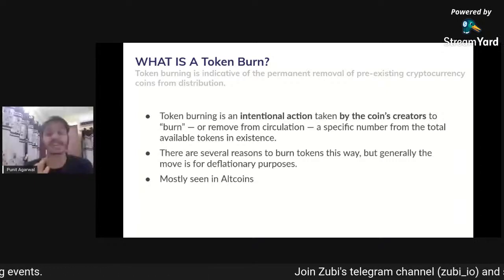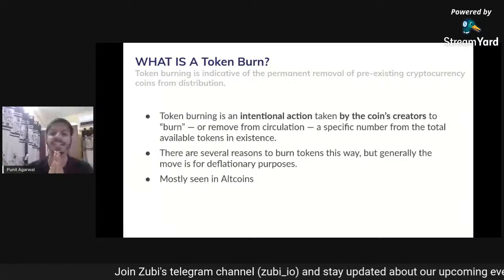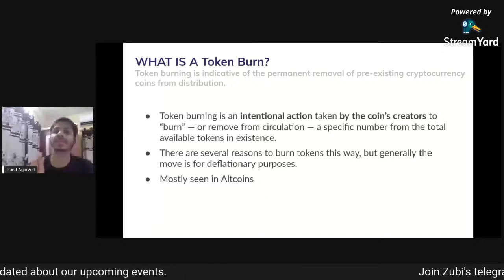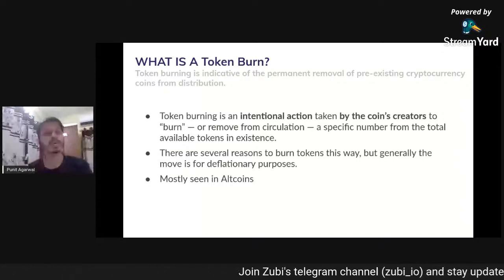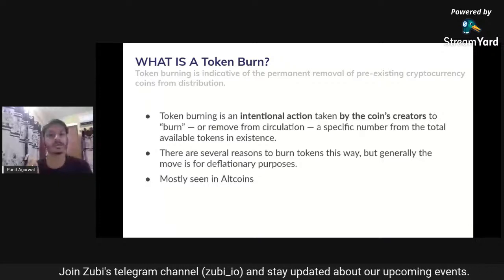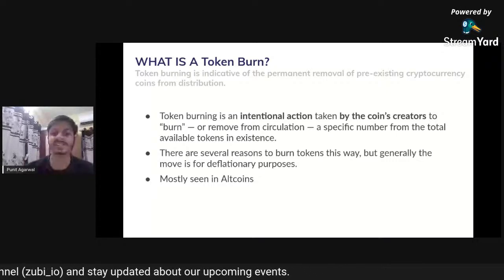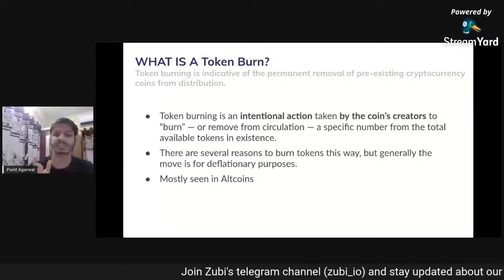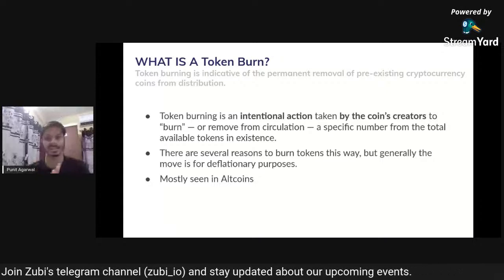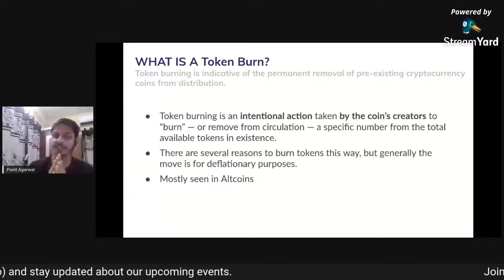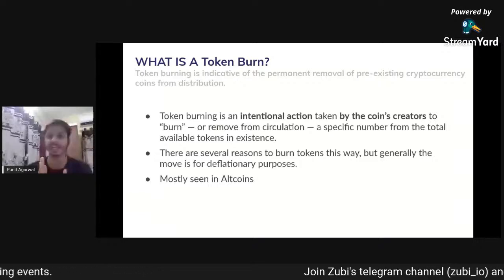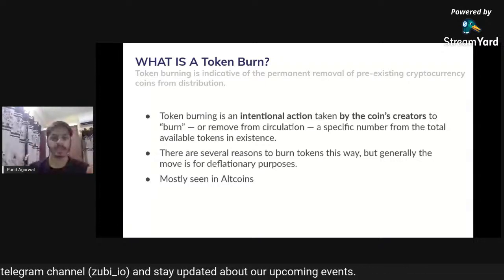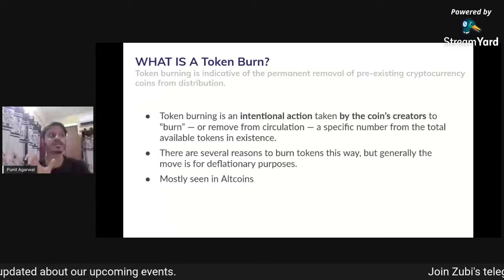Technically, talking about the definition, token burning is an intentional action taken by the coin's creators. This can only be done by the one who has created the coin. How do we know who has created the coin? The smart contract has this function of owner. So this is an intentional action taken by the coin's creators to burn, or remove from circulation, a specific number of the total available tokens in existence. It's not an unintentional action. It's done intentionally by the coin's creators to permanently remove the coins from circulation.